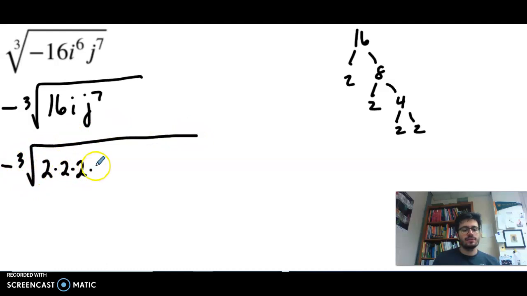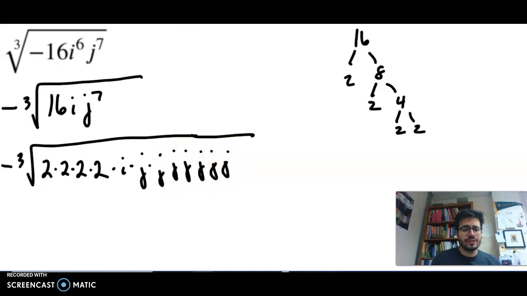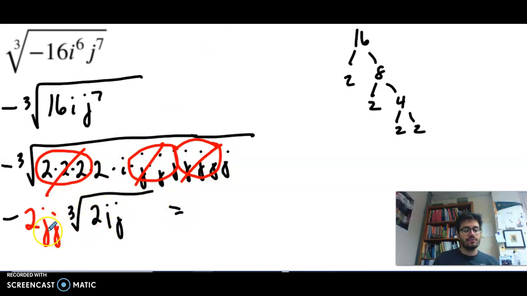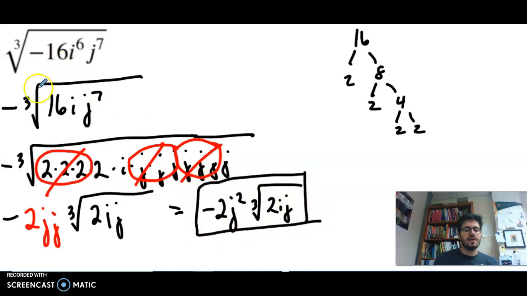This is 2 times 2 times 2 times 2 times I. And then I have J 7 times. You guys should be pros now. Here's 3 2s. I'll circle that. 3 J's, another 3 J's. With the negative, I can put a 2. I can put a J, and I can put another J. And all I have left under that cube root is a 2, an I, and a J. And now 2 J's, I can write that as J squared. And I have 2IJ. There is my final expression.